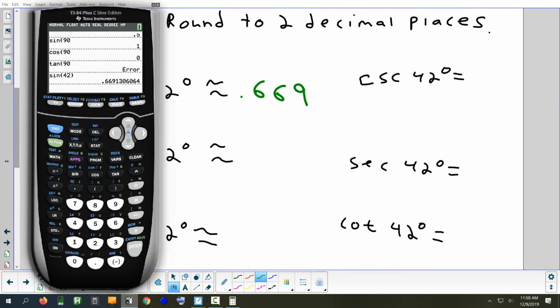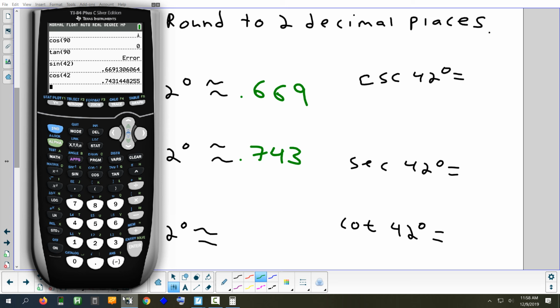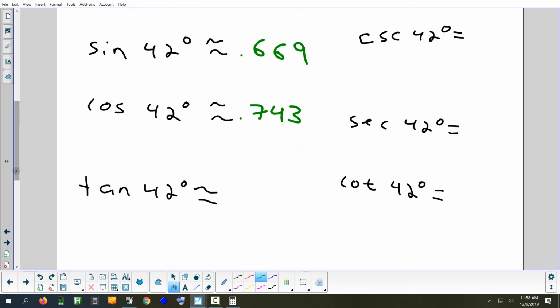Let's do cosine. Cosine 42. You should have gotten 0.743. Why am I rounding? Well, actually, it said round to 2 decimal places, so I'm not really following what it said to do, but that's okay. And tangent of 42, 0.900.